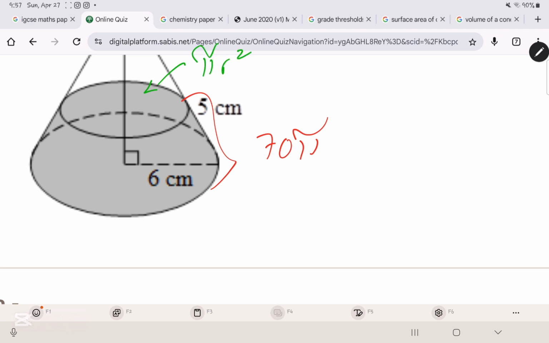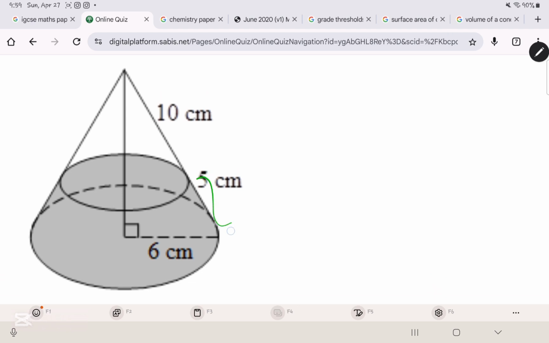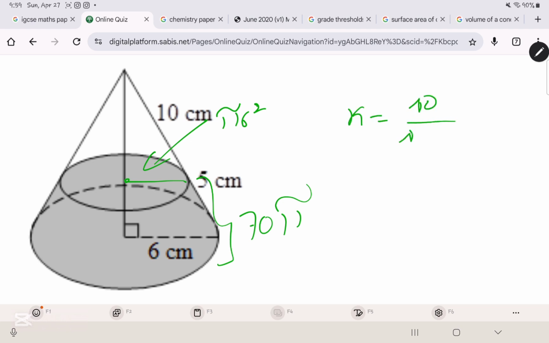To find the radius, if we found all of this to be 70 pi, and we find the area of this, pi r squared, we need to find the value of r. To find the value of r, you will again use the constant k. So k is equal to 10 over 15. Times 6, you will get 4. So this value over here is 4 centimeters. Then it's pi times 4 squared, so it's 16 pi. You add them together, you will get 86 pi, and that will not give us the answer.